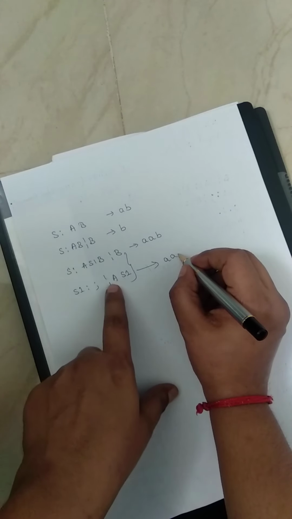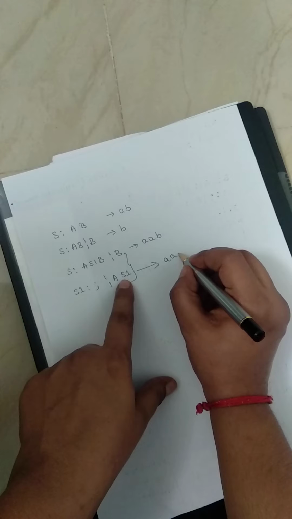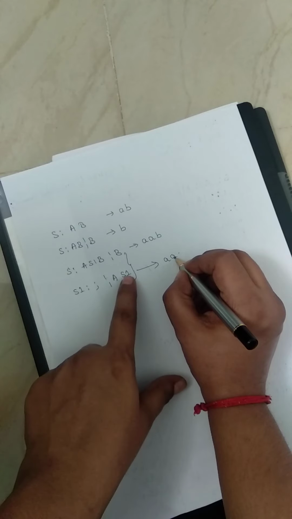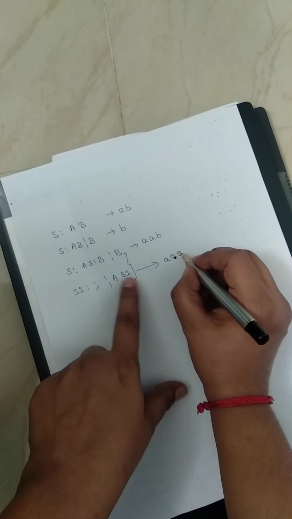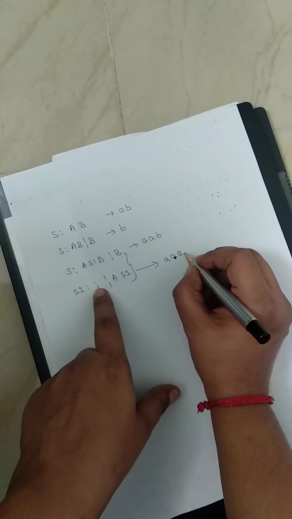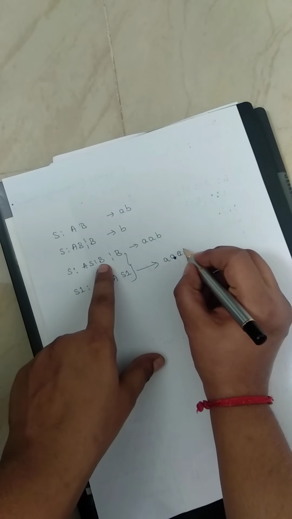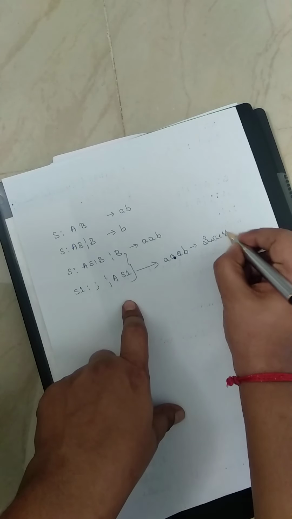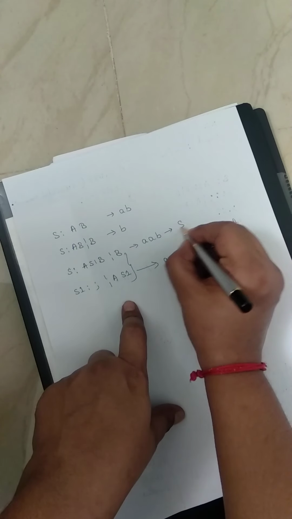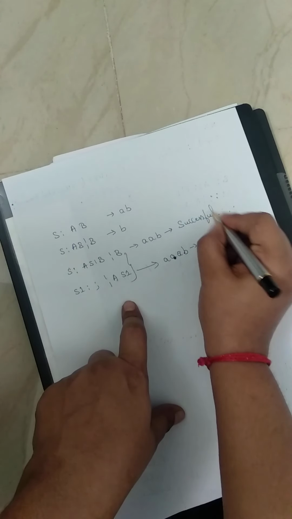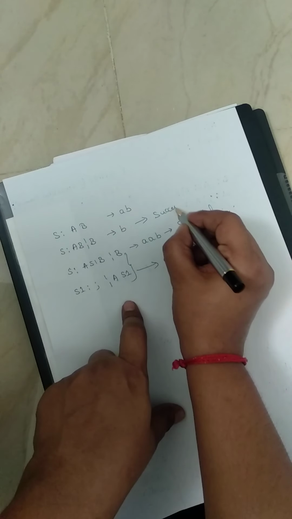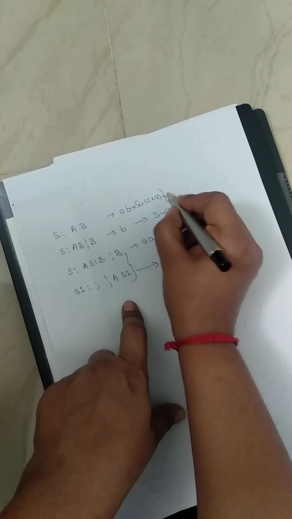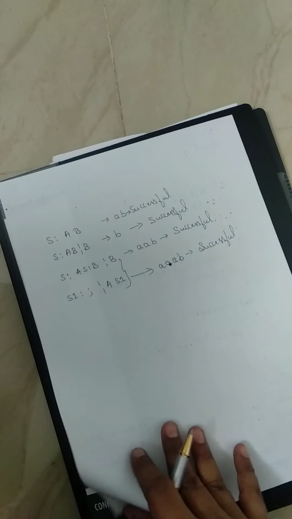So what if, instead of nothing, I consider this A, S1. S1 is nothing, I'm not going to consider here. S1 is A, I will consider A, S1. Now I'll consider nothing, and then followed by B. Then this is also successful grammar. I hope this part is clear, right?